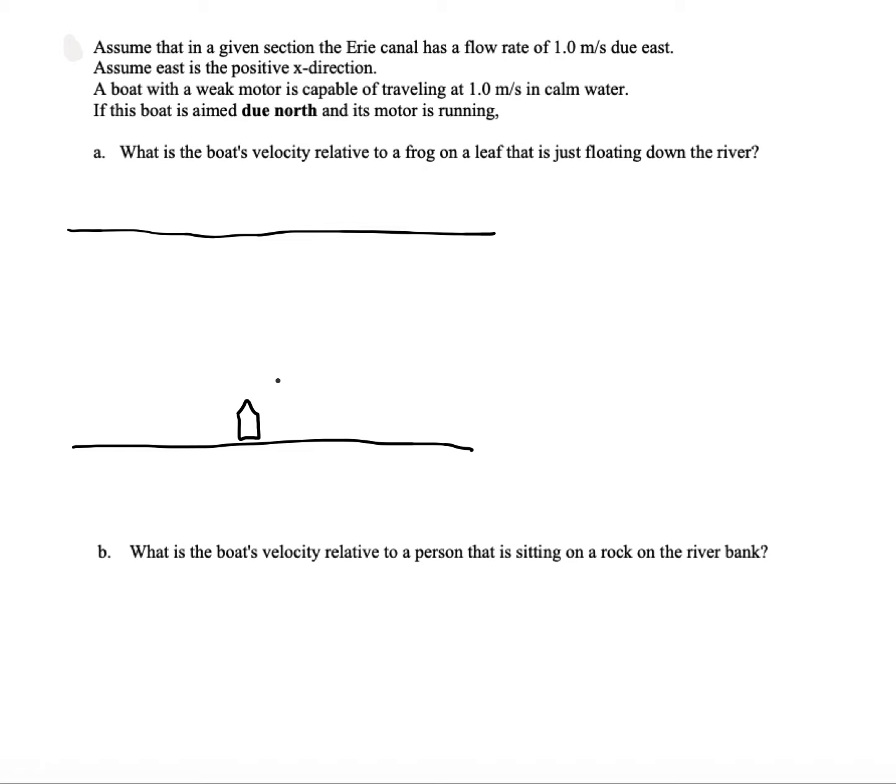All right, there's our boat. And it says, what is the boat's velocity relative to a frog who's on a leaf just floating down the river? All right, so here's our frog again. The reason why I have the frog is I wanted there to be an observer in frame S prime who can judge the velocity of things in the river.